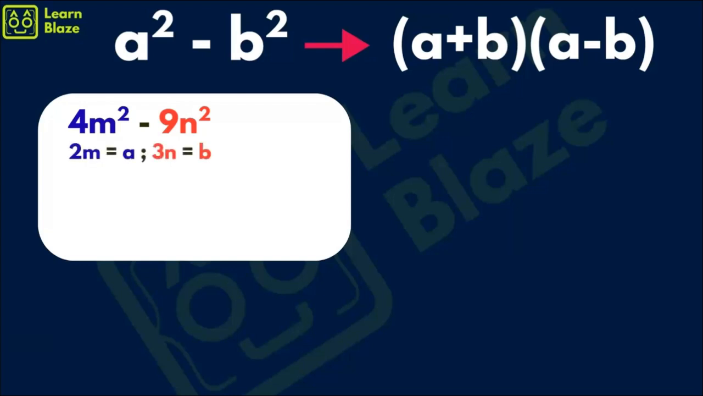Here, 2m represents A and 3n represents B. How did we even get 2m and 3n? We should make sure the square is applied to both the constant and the variable.